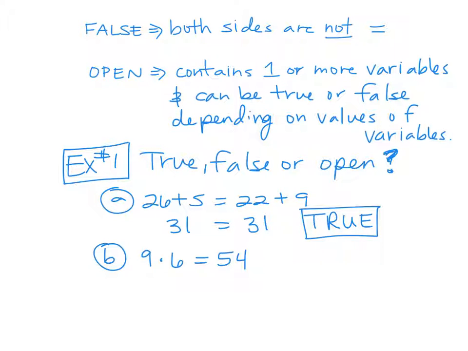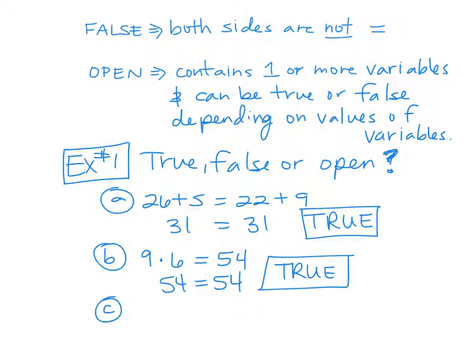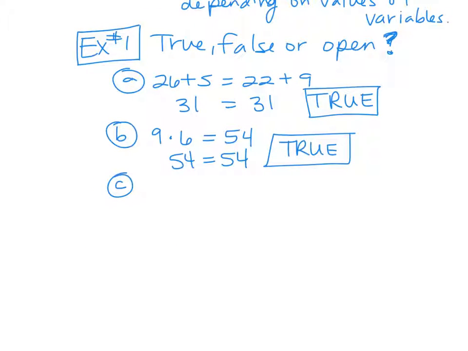Okay, so anyway, 9 times 6, put down your sixth finger. Is it 54? Yes. So because 54 equals 54, we would say this is true. How about 7 times 3 is 24? False. 7 times 3 is 21, and 21 does not equal 24. So we would say that's false.